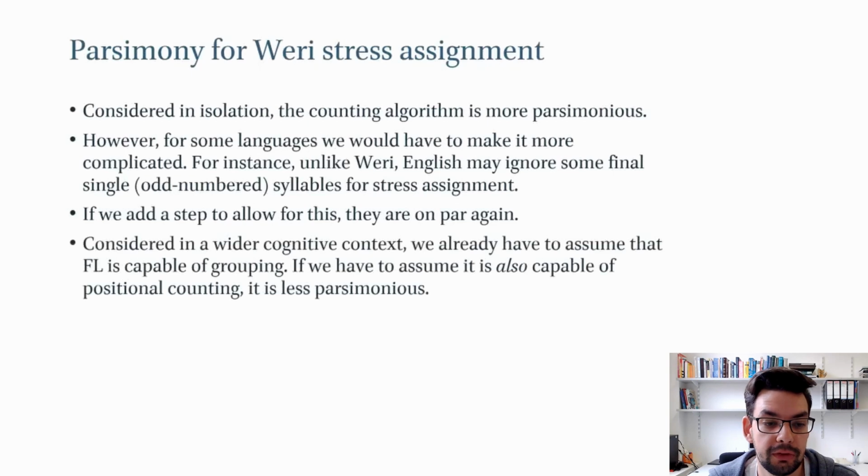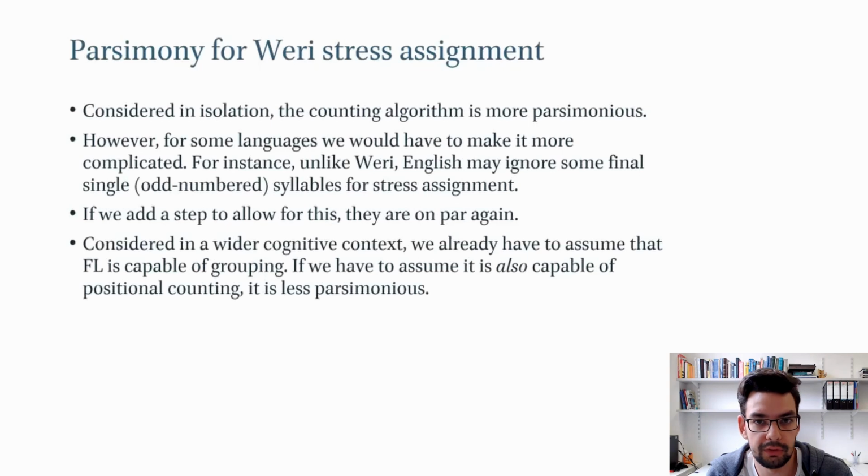And so if we consider the two things in a wider cognitive context, we can also say that in terms of the assumptions, we already have to assume that the faculty of language is capable of grouping. I told you before that essentially what we've done with the syntax model is relying on grouping. And so if we have to assume it's also capable of positional counting in addition to grouping, then our overall model of the faculty of language becomes less parsimonious.